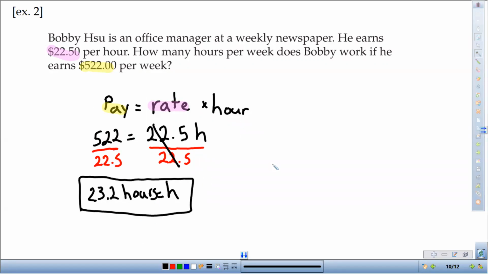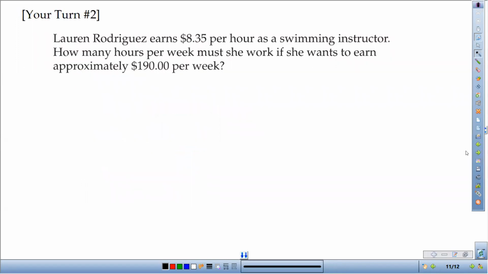So you guys give this one a try. Lauren earns $8.35 per hour as a swimming instructor. How many hours per week must she work if she wants to earn approximately $190 per week? If you don't like setting up the equation, that's not something you necessarily have to do. But I find it helpful. I guess I'm also a math teacher, so I think equations are helpful. Just solve it however works for you.